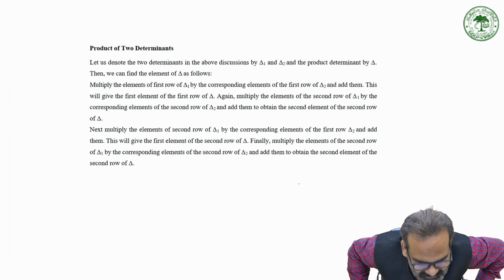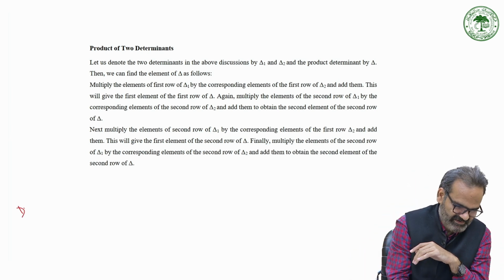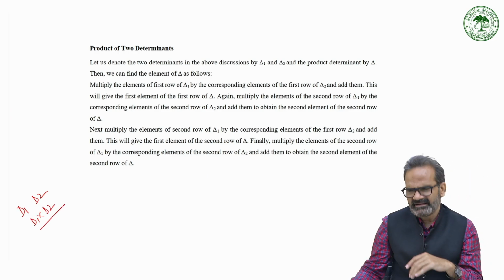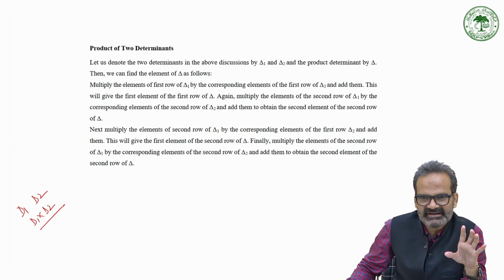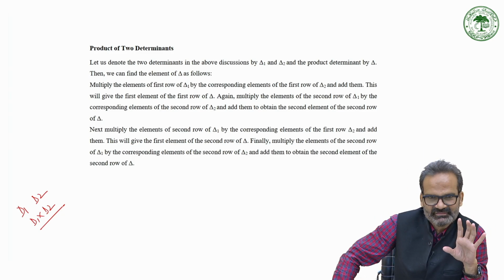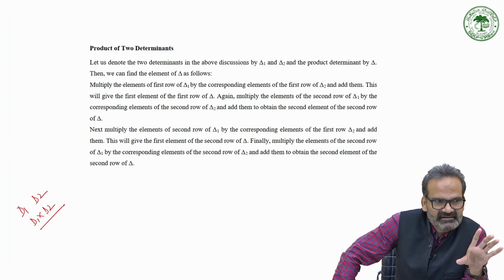And finally, if two determinants are given to you, say this is determinant D1 and this is determinant D2, then how can we multiply these two determinants? There is a little bit of difference between the approach of multiplication of two determinants and multiplication of two matrices. Two matrices are multiplied under what condition? That is what we have already discussed. Here we will discuss how two determinants can be multiplied.